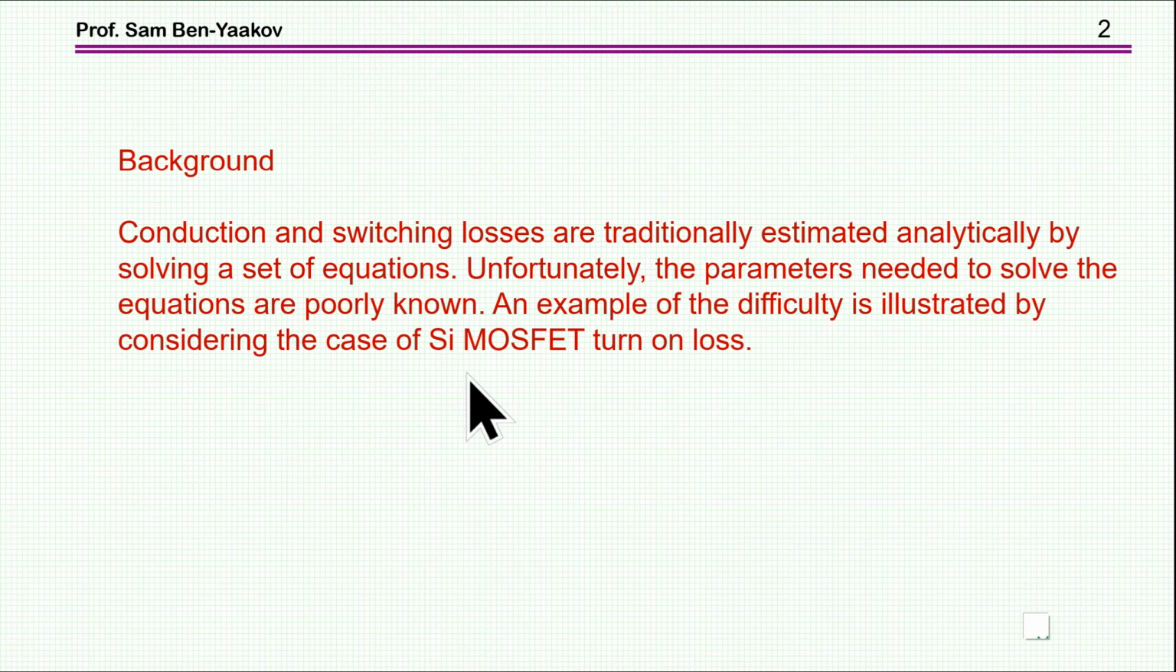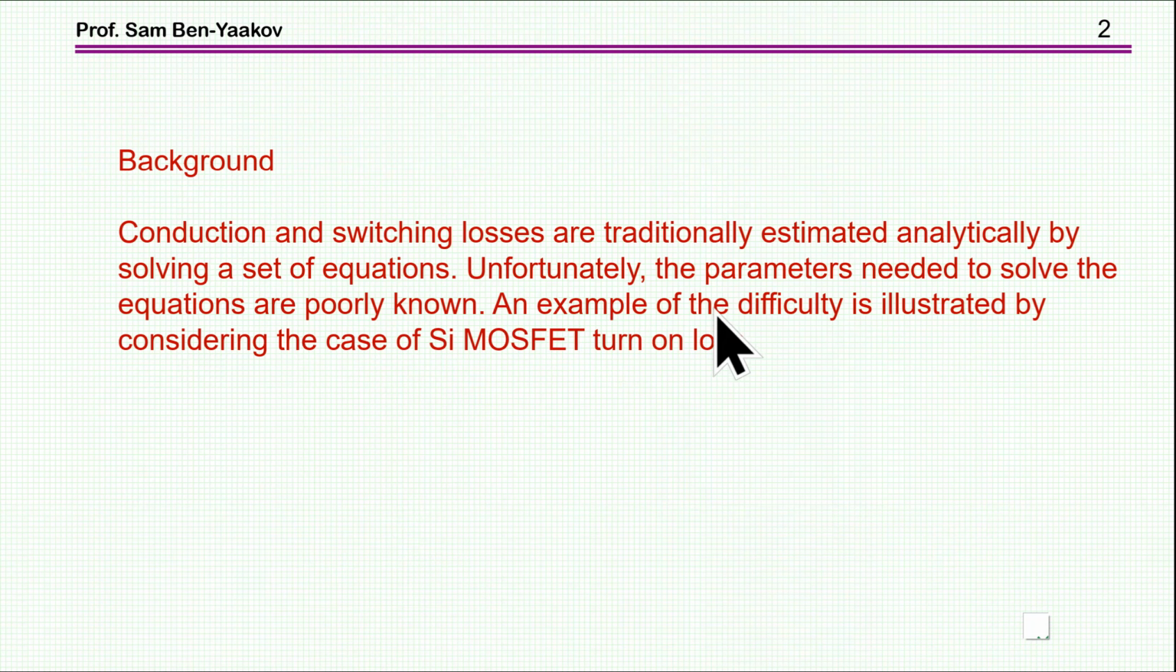Let me say a few words about the background. Conduction and switching losses are traditionally estimated analytically by solving a set of equations. Unfortunately, however, the parameters needed to solve the equation are poorly known, not only because they are not given for our operating point in the datasheet, but also because some information is actually missing.